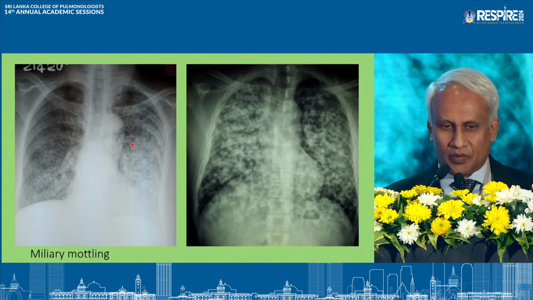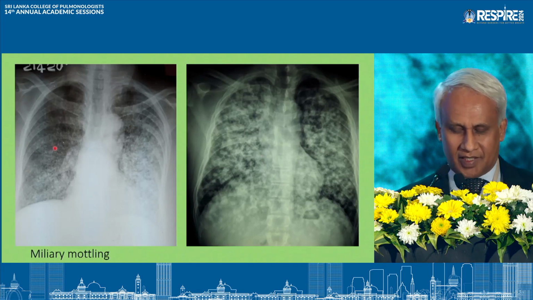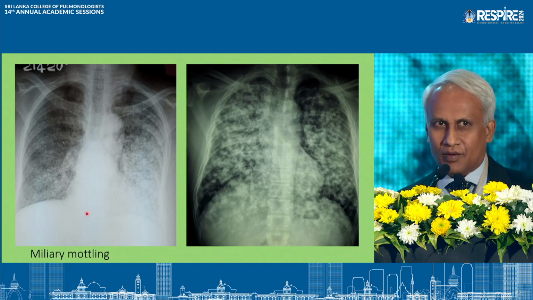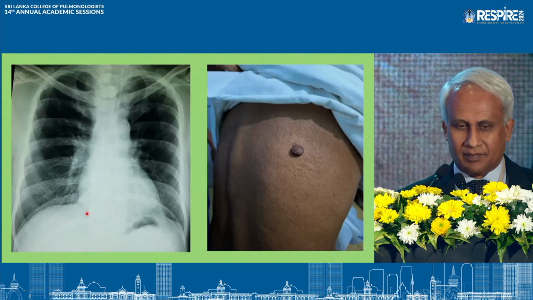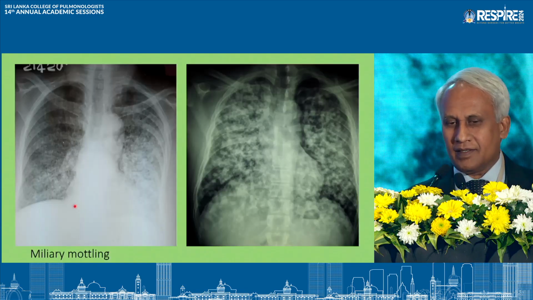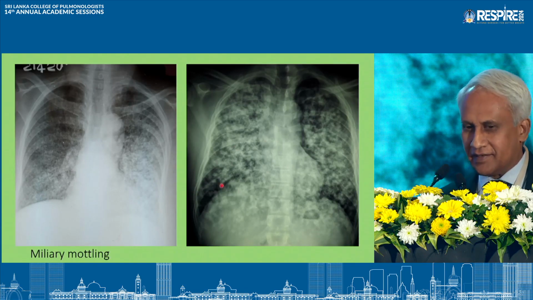This one, obviously, you know the miliary mottling, 1 to 3 millimeter mottling. So there are a lot of causes. So think of all the causes. And the next X-ray, this one shows patchy opacities, bilateral, ill-defined.